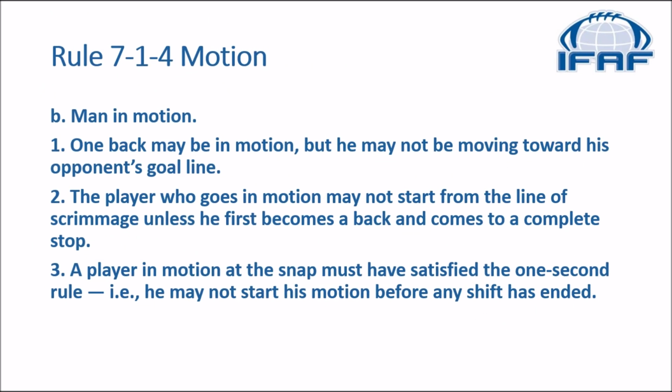But before we get to the game film, let's have a look to see what the rulebook and MOFO have to say on this topic. In the rulebook, we go to 7.1.4 motion. B, man in motion. 1. One back may be in motion, but he may not be moving towards his opponent's goal line. 2. The player who goes in motion may not start from the line of scrimmage unless he first becomes a back and comes to a complete stop. And 3. A player in motion at the snap must have satisfied the 1 second rule, and by that we mean he may not start his motion before any shift has ended.